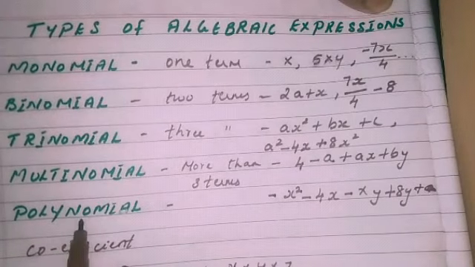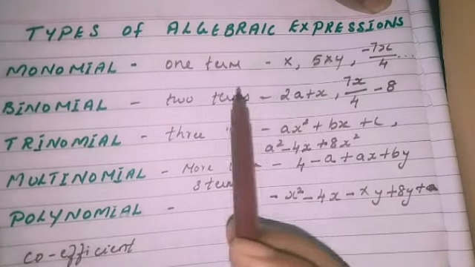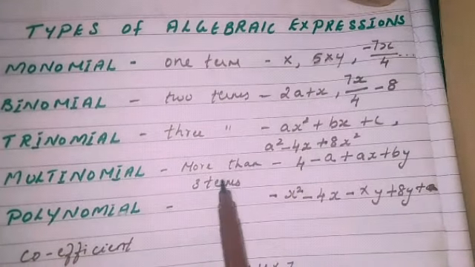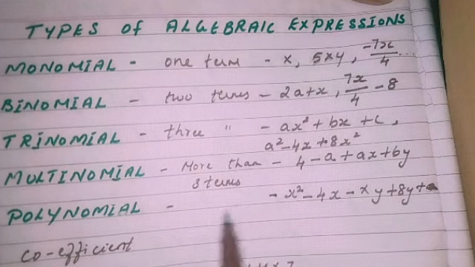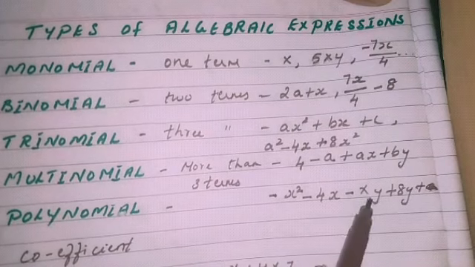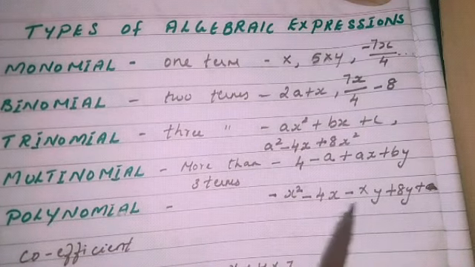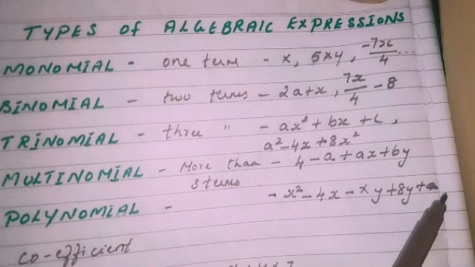The last one is a polynomial. A polynomial is an algebraic expression which has more than two or three terms. So for example, x square minus 4x minus xy plus 8y plus a. Just check out how many terms we have here: 1, 2, 3, 4, 5 terms.